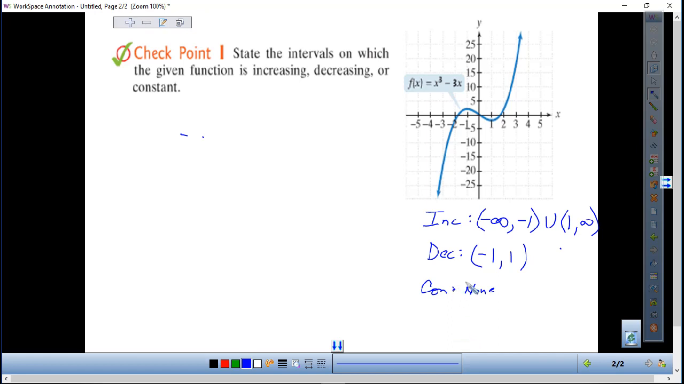Now for constant, remember all the values in that interval must be the same. There are places where it stops increasing and starts decreasing, or stops decreasing and starts increasing, but it doesn't stay constant there. That's just a maximum value and a minimum value. So it's not going to be constant at those places.